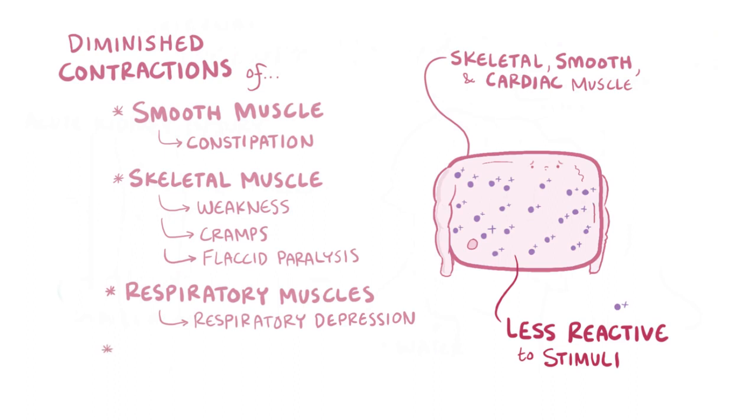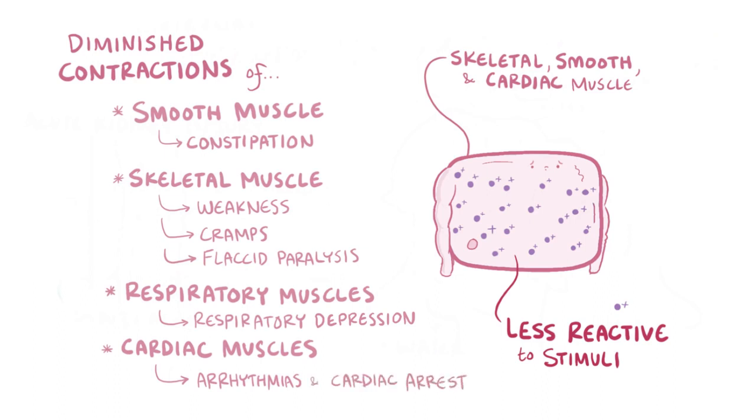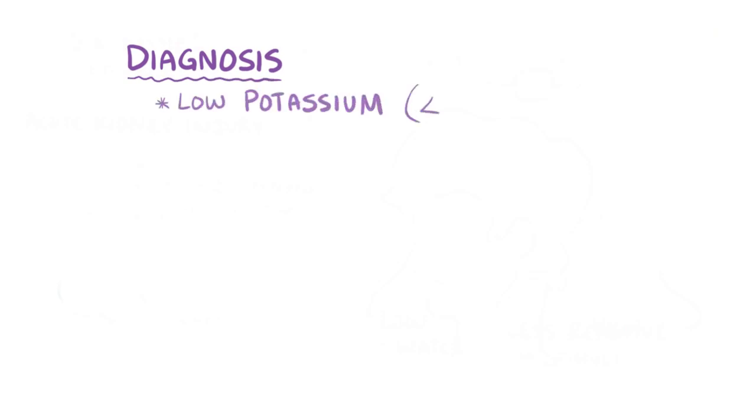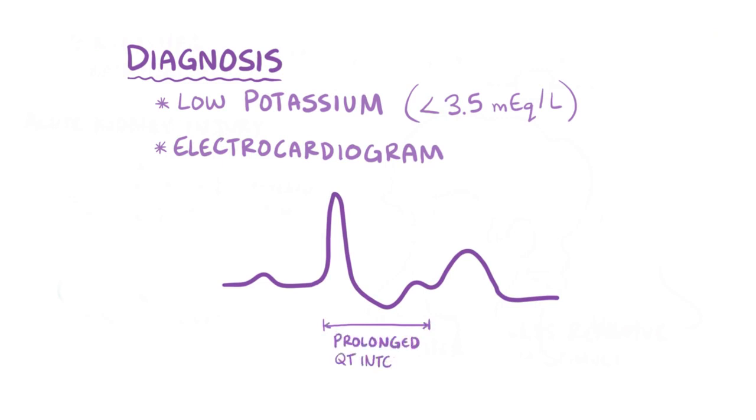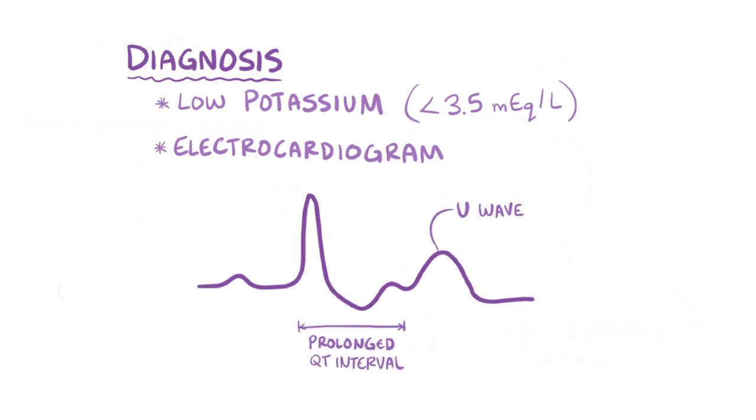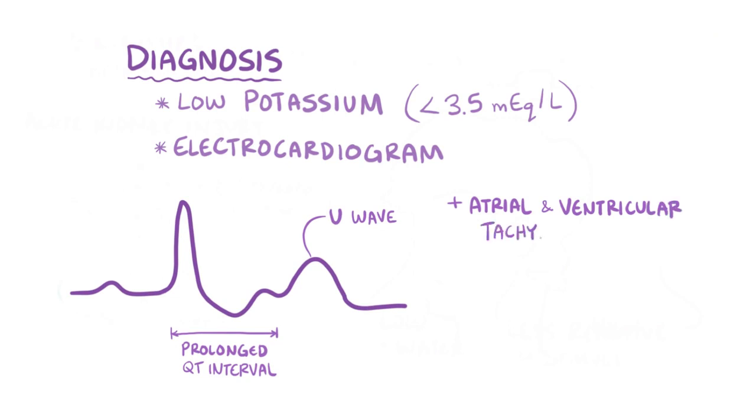Finally, hypokalemia can affect cardiac muscle contractions, which can lead to cardiac arrhythmias as well as cardiac arrest. Hypokalemia is diagnosed based on the presence of low levels of potassium in the blood, generally below 3.5 milliequivalents per liter. It's also important to get an electrocardiogram, which typically shows a prolonged QT interval, appearance of a U wave, and atrial or ventricular tachyarrhythmias.